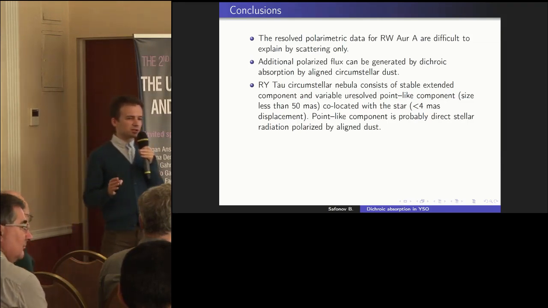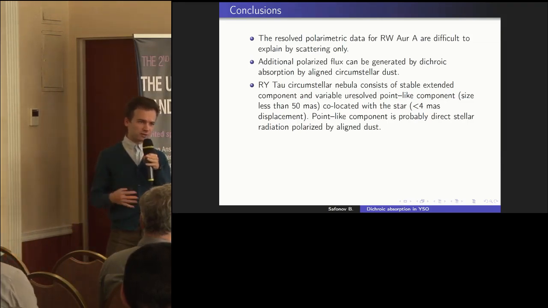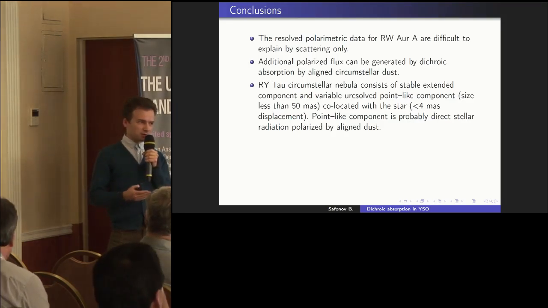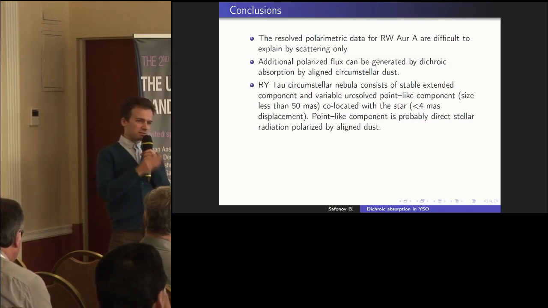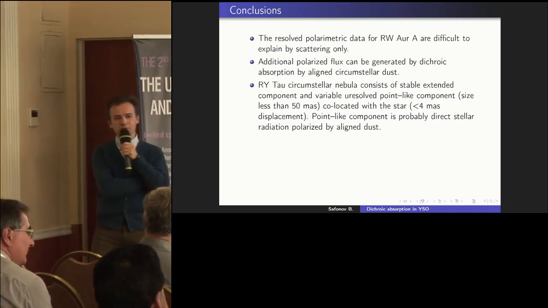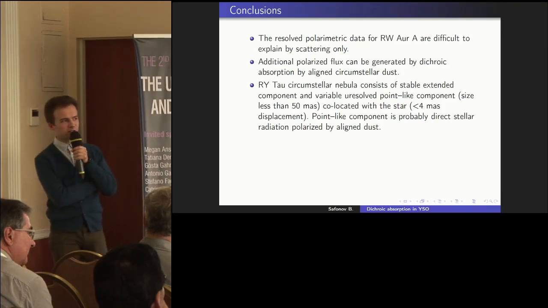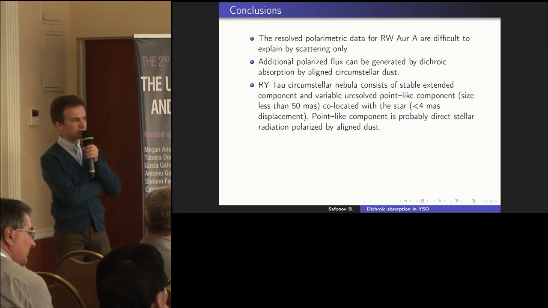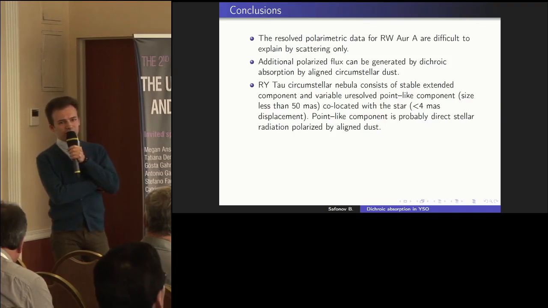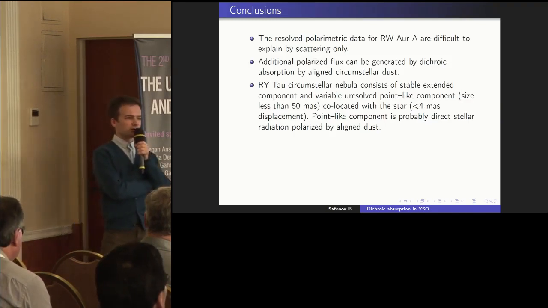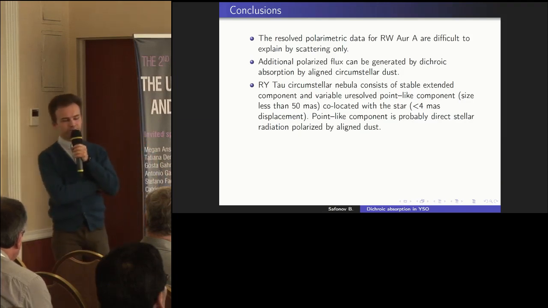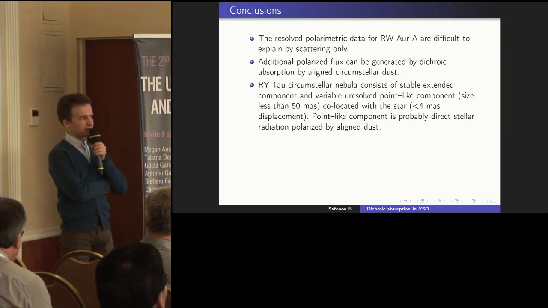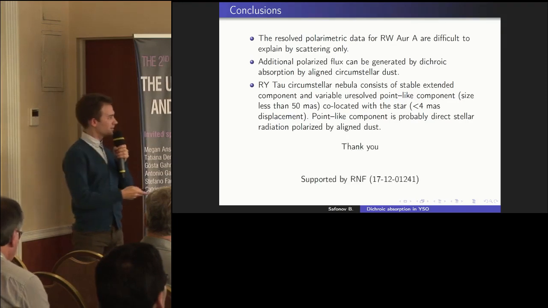And it would be interesting to combine these two approaches to have high resolution images of these objects taken at several close epochs, and this data would probably allow us to say something about where the polarized flux is actually generated. Okay, thank you.